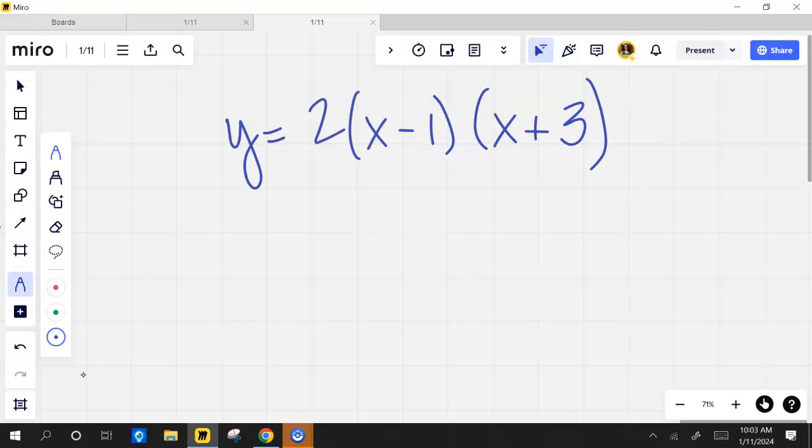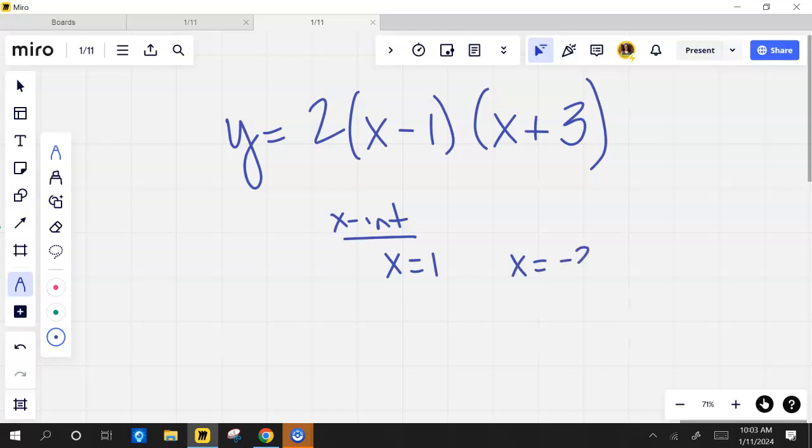Tell me what you know. Based on the A first, tell me what you know. It's 2. What does that tell you? It opens up, so I'm happy. What else? Because it's big, right? Where am I crossing the x-axis? Close. Change the sign. That's right.